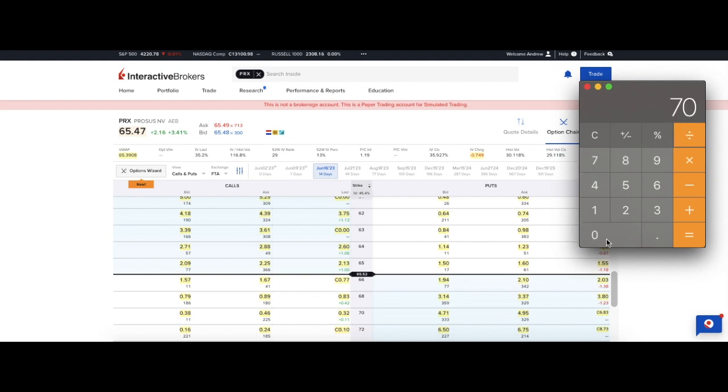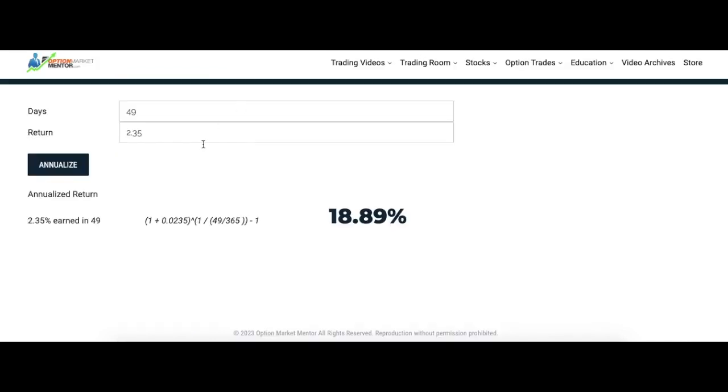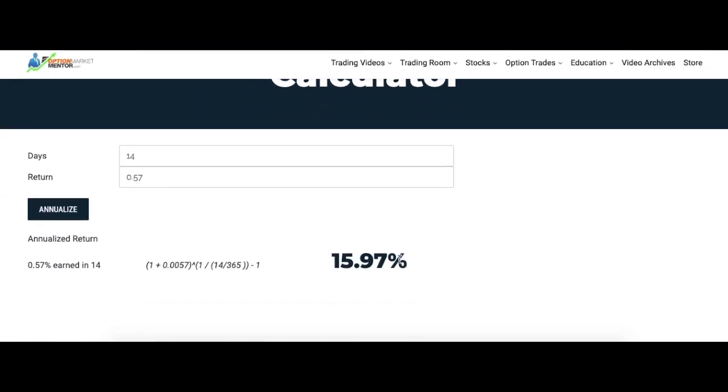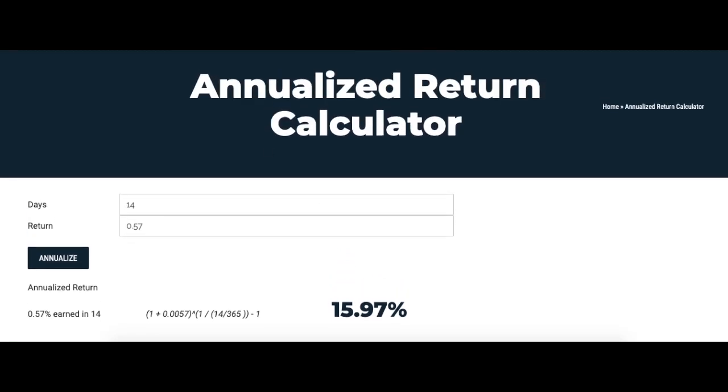Divide that by the 7,000, which you could potentially have to sell, and it turns into a 0.57% return, and it's in 14 days. If I annualize that in my optionmarketmentor.com calculator, it tells me I'd get about 16%. So 16% is my annualized return for that variation.